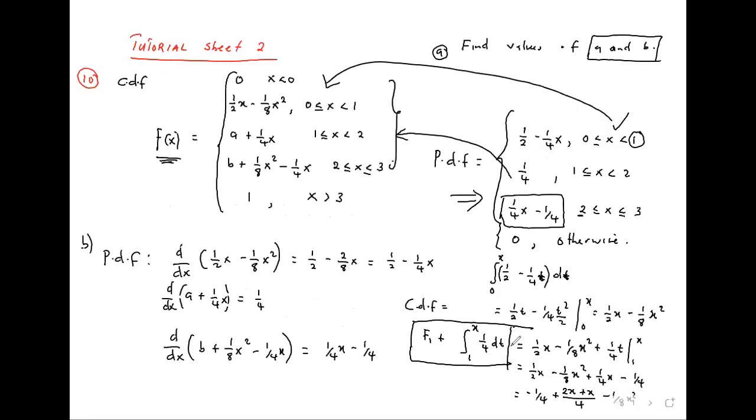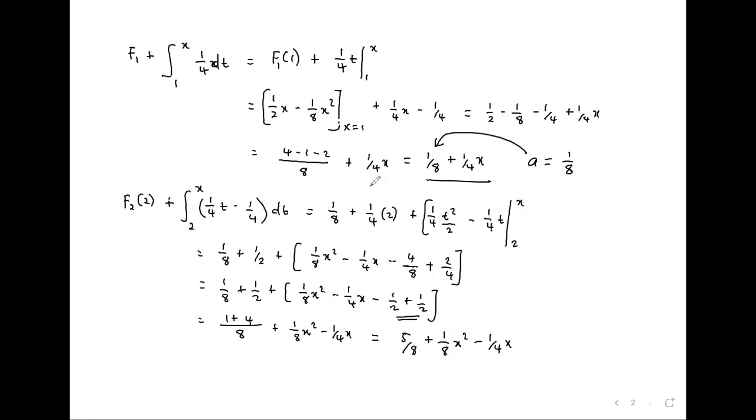This is the last piece. This last piece here transforms to this one. So you can see that B is actually 5 over 8. So we have found A. We have also found B from the PDF, of course, integrating back to getting the given thing.